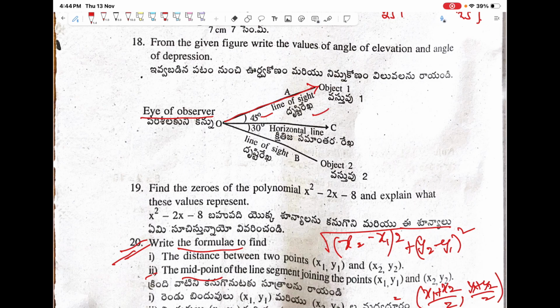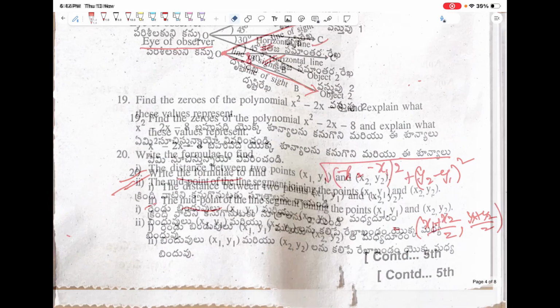So angle of elevation is 45 degrees, and when the observer is looking below the horizontal line, then it is the angle of depression. So angle of elevation is 45 degrees, angle of depression is 30 degrees.